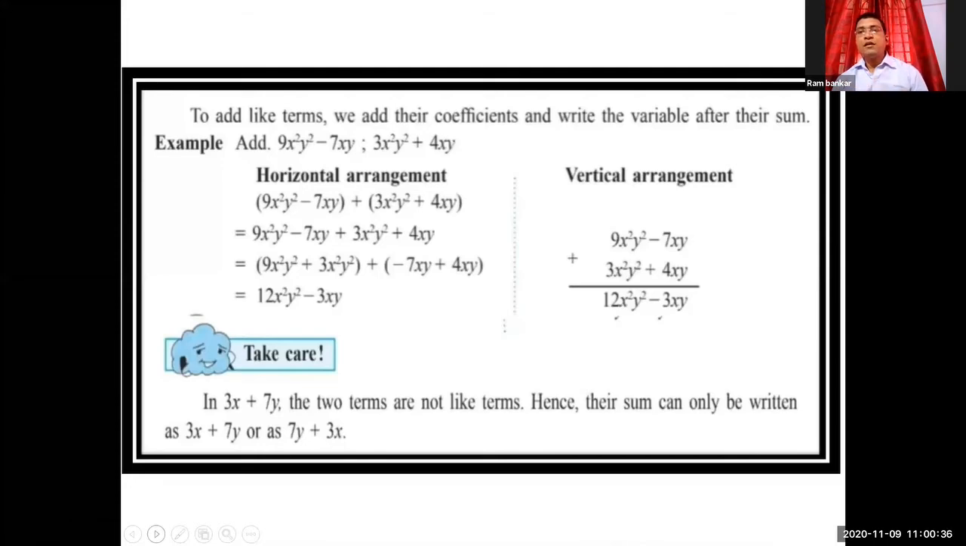Hence, their sum can only be written as 3x plus 7y, or we can write it as 7y plus 3x. Look at the next slide.